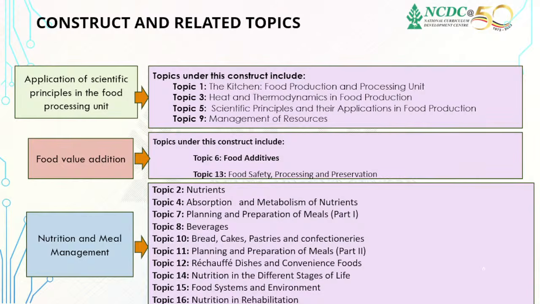The nutrition and meal management: we have nutrition, absorption and metabolism of nutrients, planning and preparation of meals. We have beverages, we have bread, cakes, pastries, and all that. You have all these topics in the curriculum. Planning and preparation of meals, part 2, is so broad, so we broke it into 2 parts, so that one part is done in senior 5 and the other part is done in senior 6.